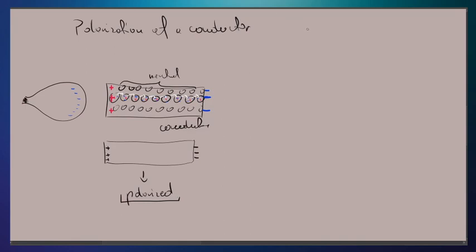Now, polarization of an insulator. So you can polarize an insulator, but it happens a little differently there. So let's take a case where, so I'm gonna put here insulators. These work a little differently. Let's say we have a wall, and within a wall we will have atoms.